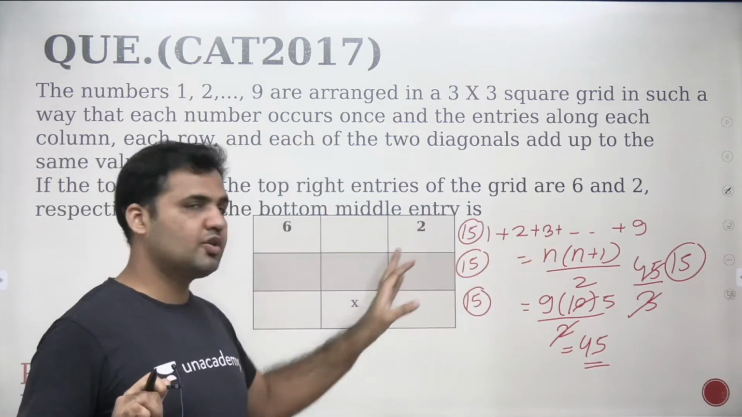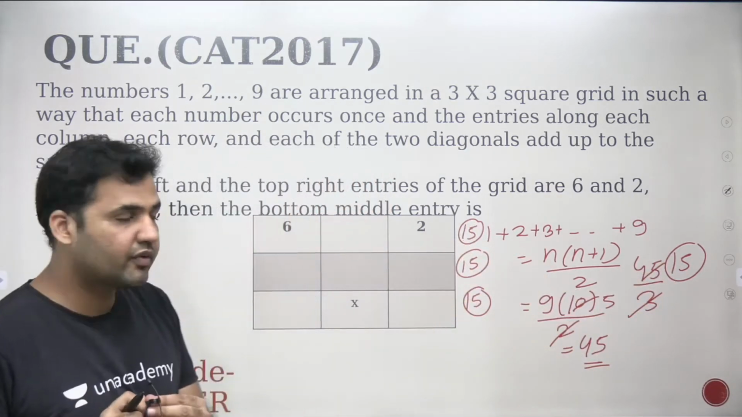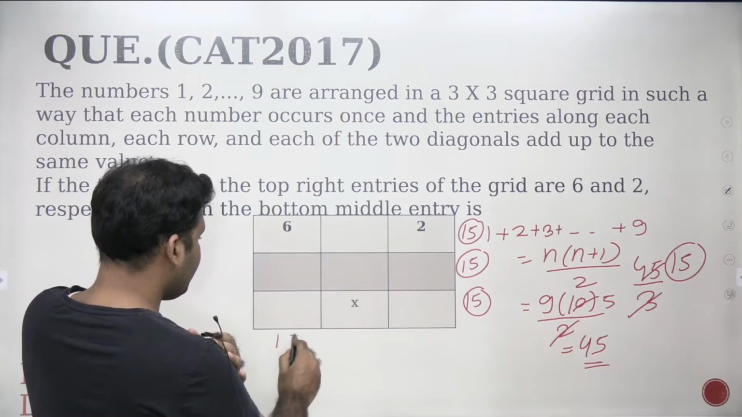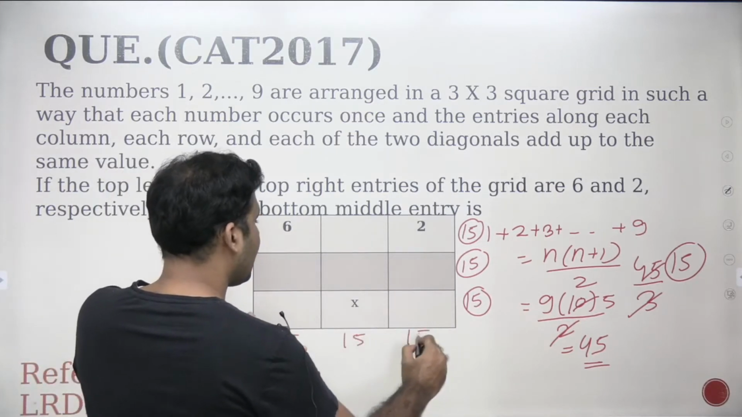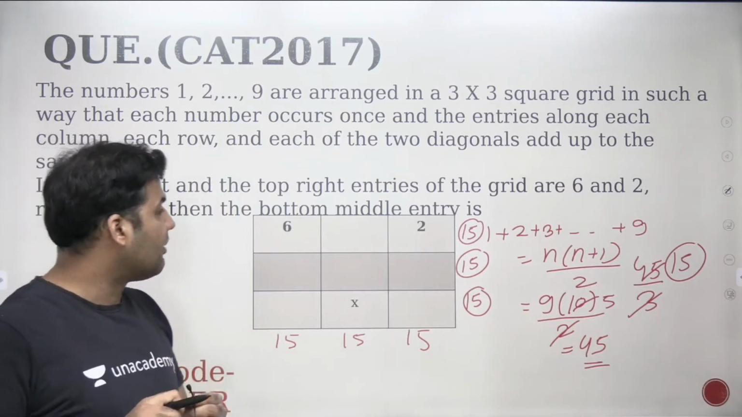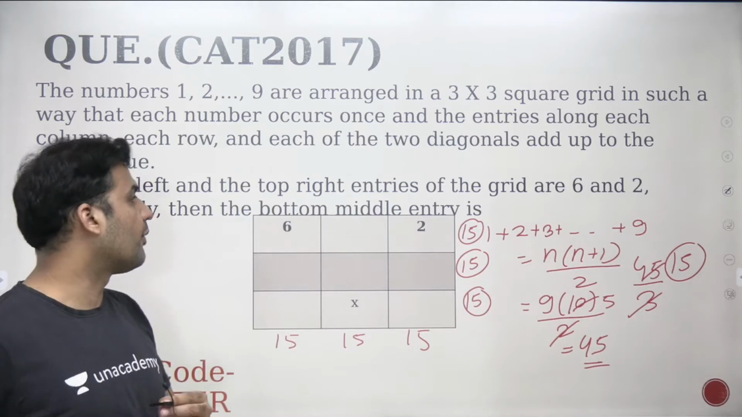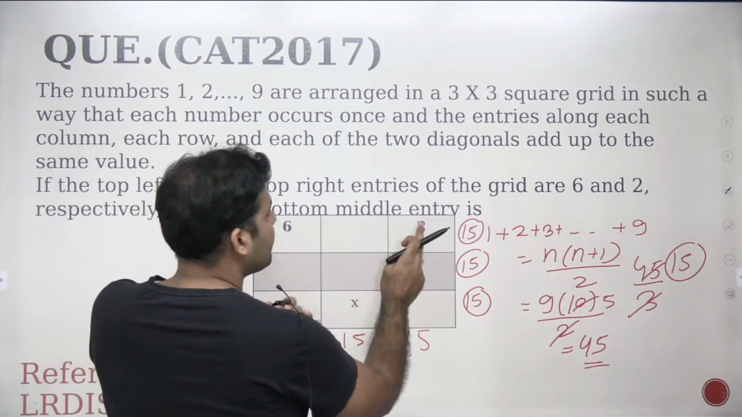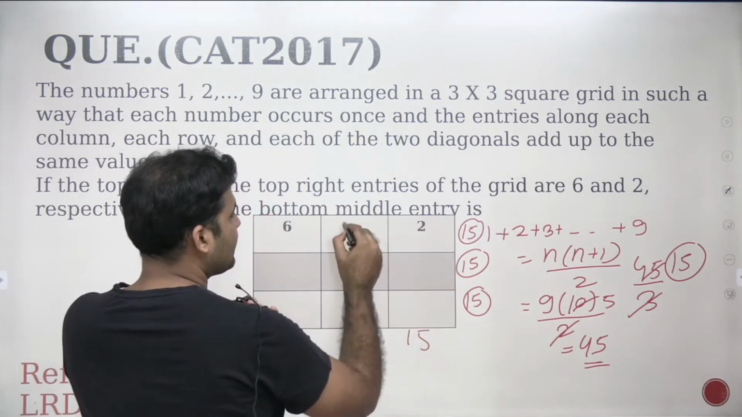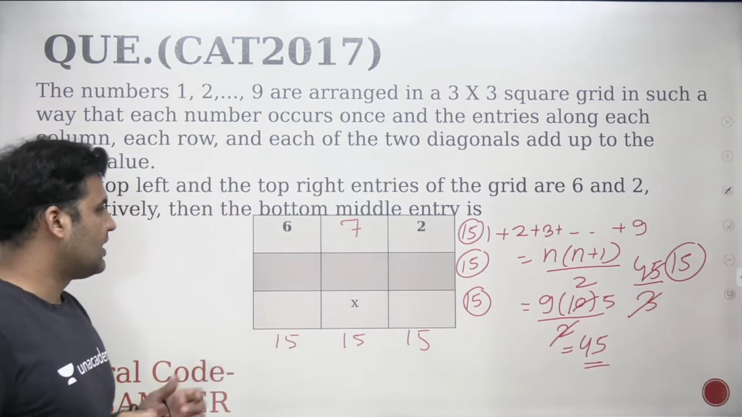So the total, right? You need to know what are the total numbers you are using, and divide it equally among three parts. Every row will have a value of 15. Every column will have a value of 15 and every diagonal will have a value of 15. The summation of the numbers in the diagonal should also be equal to 15. Now, if this number is 6, this number is 2, the total is 15. So can I say that number has to be 7 here?